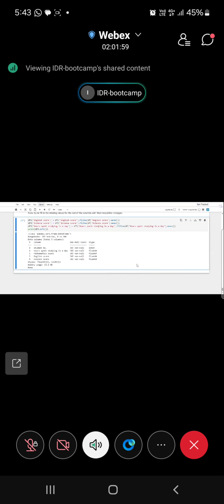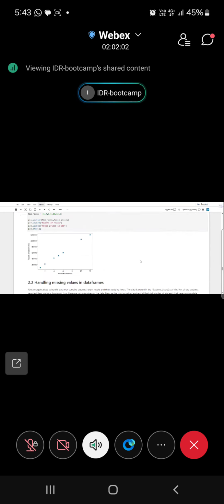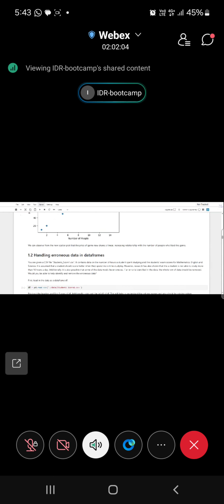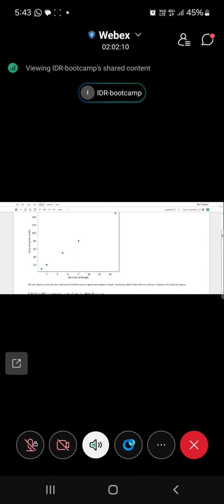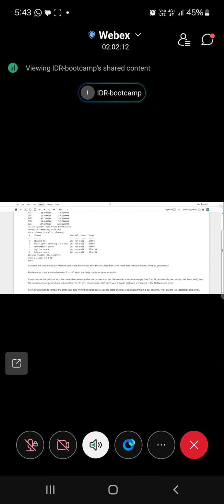So this is the notebook which has already been shared with all of you. Some part was done yesterday by Sunita ma'am. The remaining part of missing data was left, which has been completed today. I hope that this was clear to all of you.